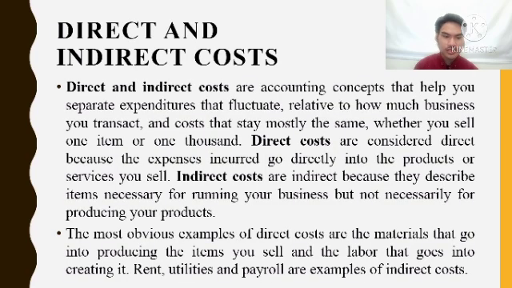Direct and indirect costs are accounting concepts that help you spread expenditures that fluctuate relative to how much business you transact and costs that stay mostly the same, whether you sell one item or 1,000. Direct costs are considered direct because the expense incurred goes directly into the products or services you sell. Indirect costs are indirect because they describe items necessary for running your business but not necessarily for producing your products.